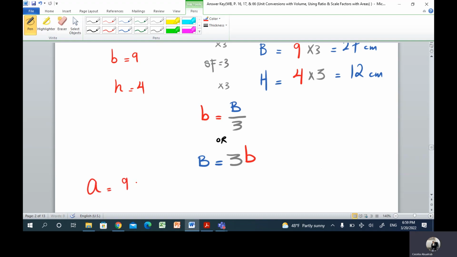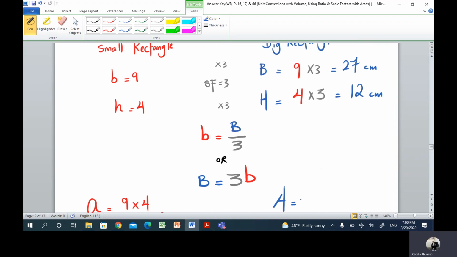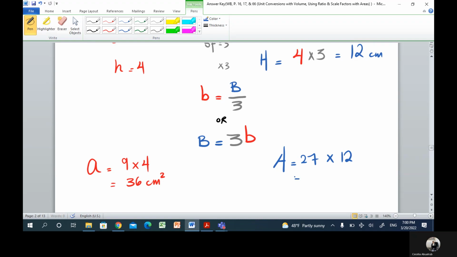It will be 9 times 4, base times height, and the answer will be 36 centimeter squared. If I want to calculate the area of the big rectangle, it will be as well base times height. So the base is 27 times 12, and the answer is 324 centimeter squared. Okay, perfect.